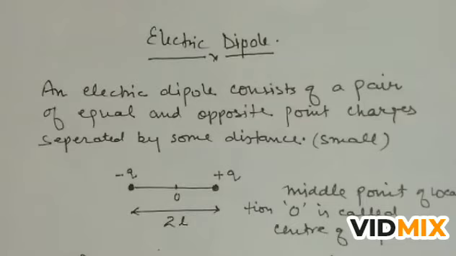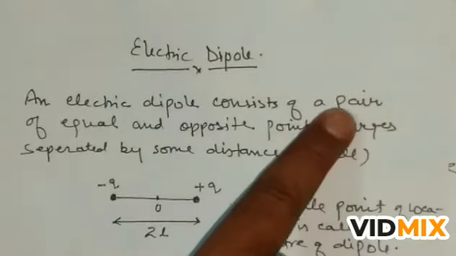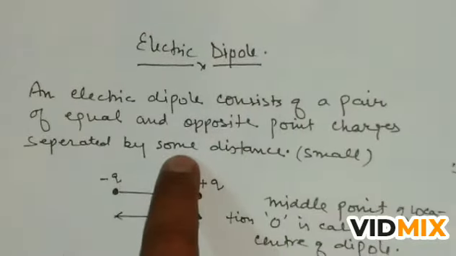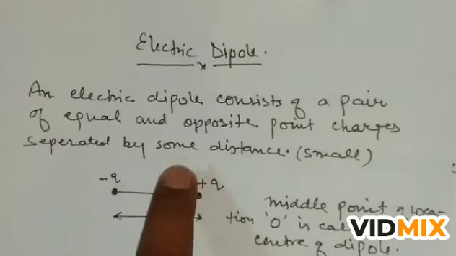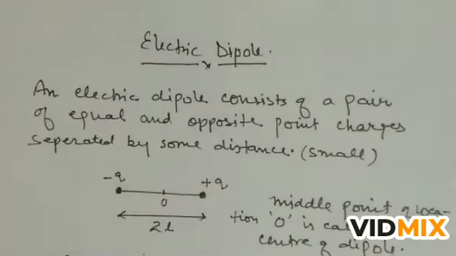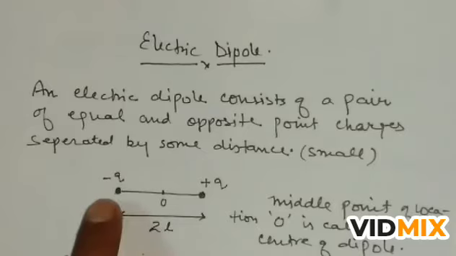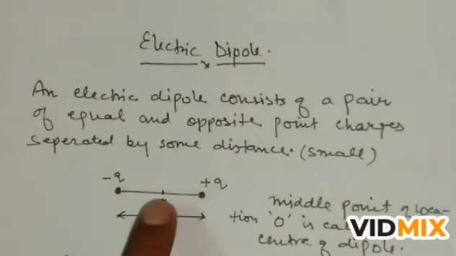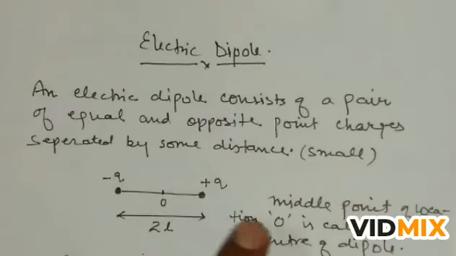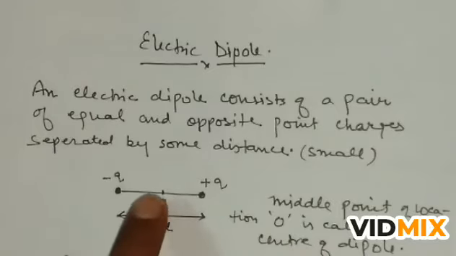So here an electric dipole consists of a pair of equal and opposite point charges separated by some small distance. I have taken two charges, one negative and one positive, at a distance of 2L. This is the center point O. The middle point of the location is known as the center of dipole.